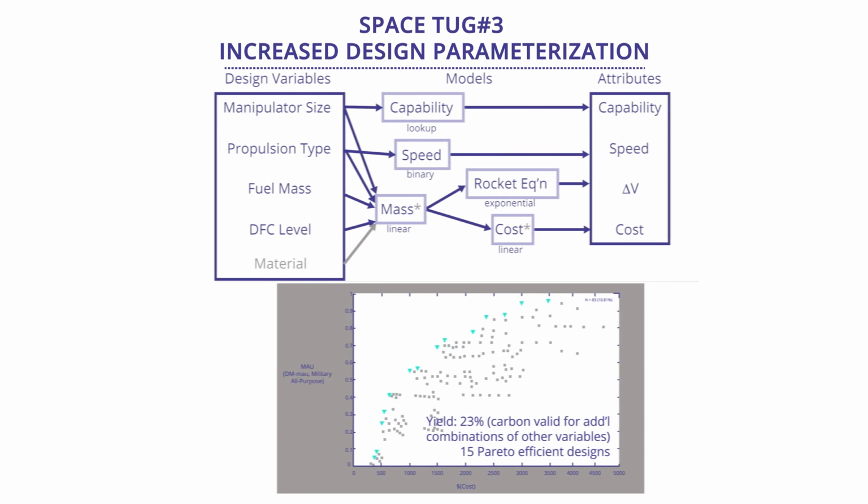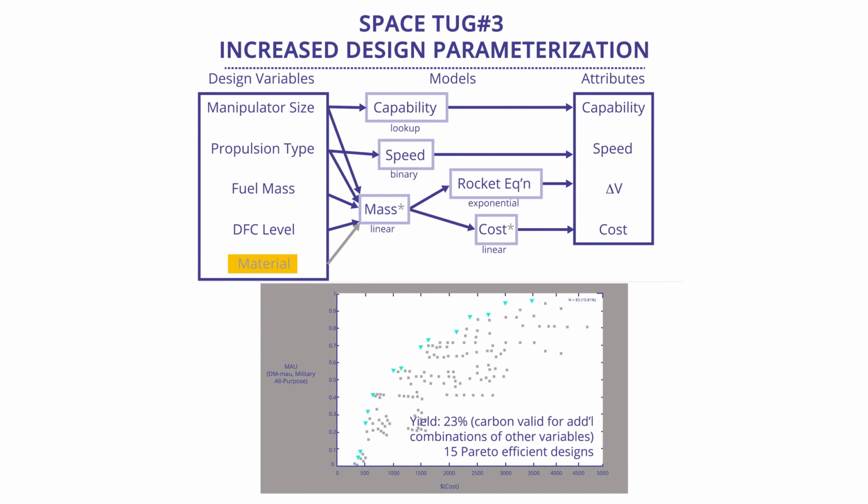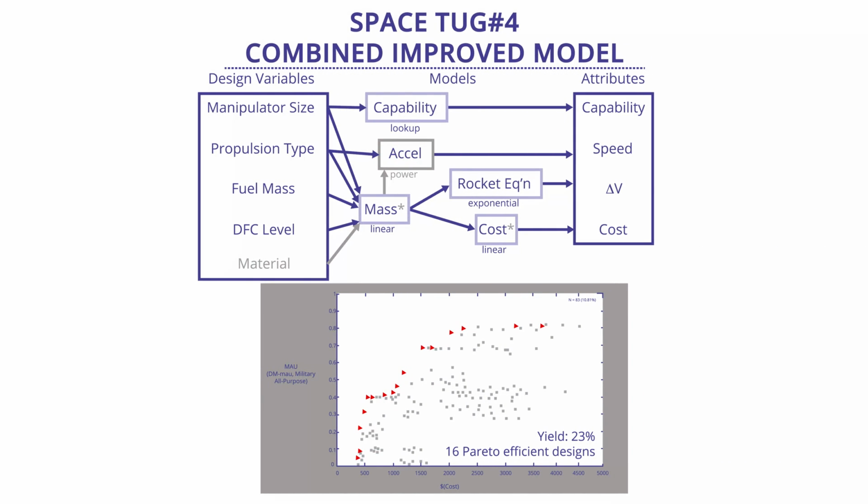In the next model, we added the design variable material in order to recognize the impact of advanced materials in our design choice. This required updates to our evaluative models to take into account the impact of the new material. In this particular case, we allowed the space tug to either be made of aluminum or carbon. The trade space here had a yield of 23%, with 15 Pareto efficient designs. And lastly, we combined the improved speed model and the improved fidelity and representation, that is, the material design variable, into a combined evaluative model. In this particular case, the yield was 23% and there were 16 Pareto efficient designs.